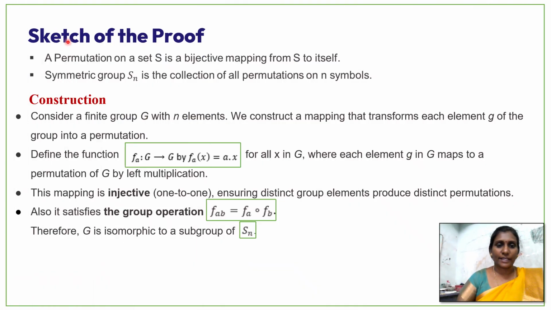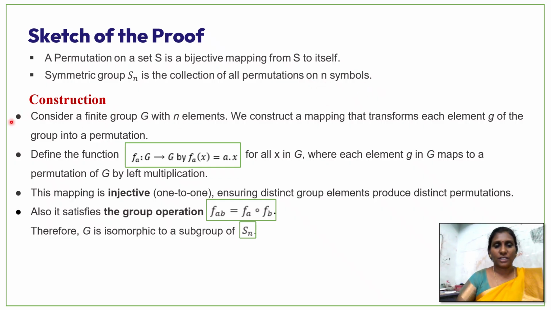Let's see the sketch of the proof. First of all, what is a permutation? A permutation on a set S, where S should be a non-empty set, is a bijective mapping, that is a mapping which is both one-to-one as well as onto, from S to itself. A symmetric group Sn is the collection of all the permutations on n symbols.